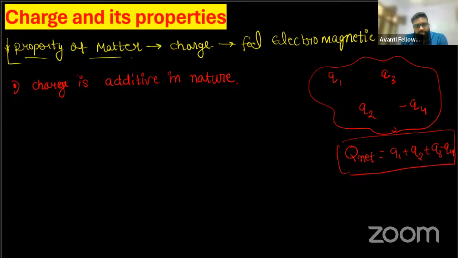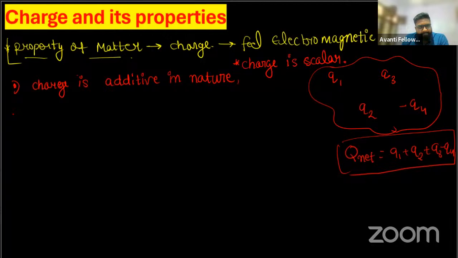Second thing, you can also add that charge is scalar. This is the extra point you can remember. Charge is scalar. Got it? Now, types of charges. We have two types of charge, positive and negative.